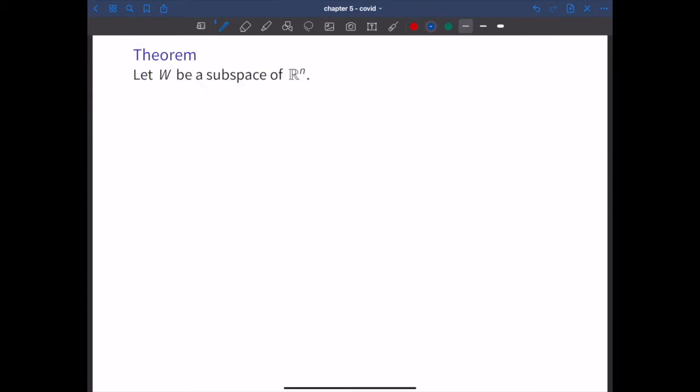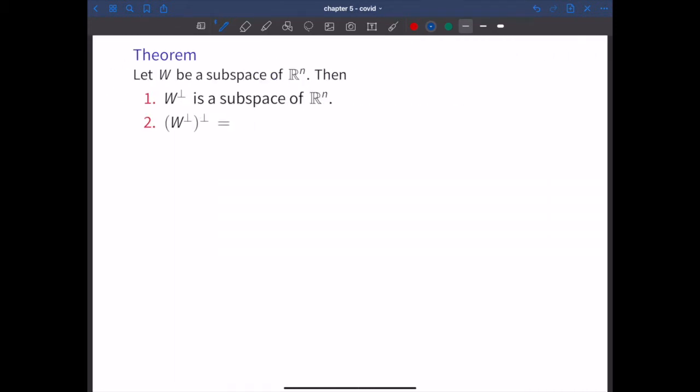All right, let's look at a theorem that tells us something about orthogonal complements. Let W be a subspace of Rn. The first thing we can say is that the orthogonal complement of W is going to be a subspace of Rn as well. To prove this one, we would just have to check the three subspace criteria that we learned in Chapter 3. We'd have to prove that the zero vector is inside of W perp. We'd have to prove that whenever we take two vectors inside of W perp and add them together, we get another vector inside of W perp. And we'd have to show that whenever we take a vector inside of W perp and multiply it by a scalar, we again get a vector inside of W perp.